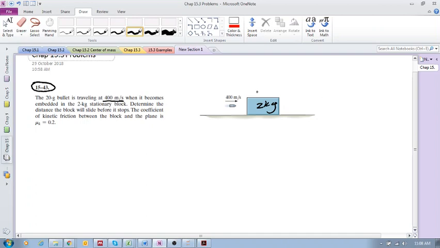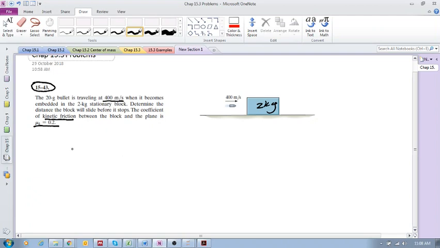Okay, so it's initially stationary. The bullet hits it, becomes embedded inside the block, and transfers this energy into the block, and the block and the bullet begin to move, and then the block and the bullet come to rest. Okay, it stops. And why would it stop? Because there is kinetic friction with a coefficient of 0.2.